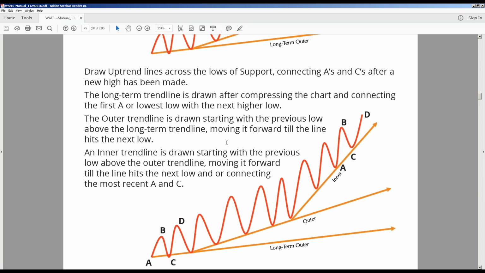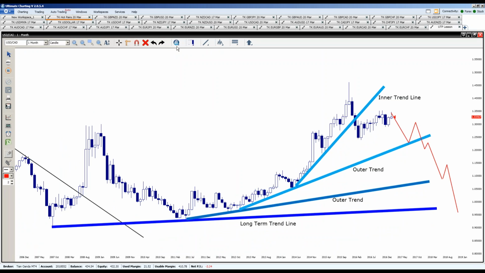Let's just have a look at this again. Draw uptrend lines across the lows of support, connecting A's and C's after a new high has been made. So there's an A. Let's use this. A, B, C, right? And then the D extension will be somewhere over there. So now you connect the A and the C, or just the next two higher lows, and that will give you your long-term trend.